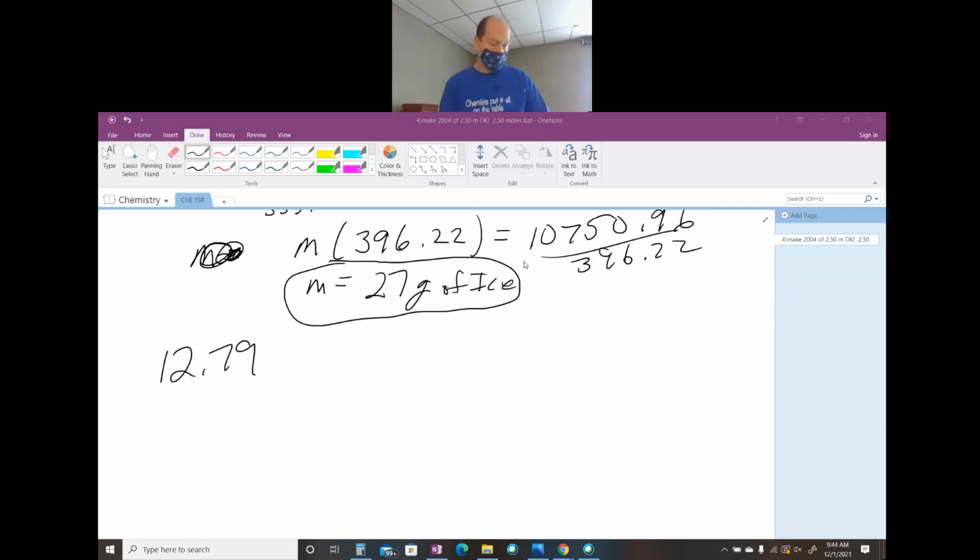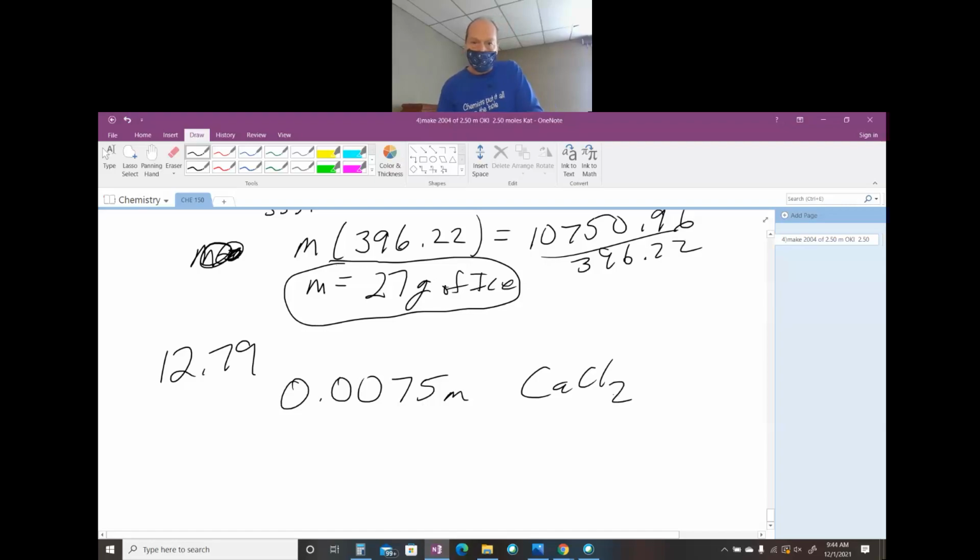All right, so 12.79, we have a 0.0075 molal, little m, calcium chloride. All right, and we want the freezing point, right? Is it freezing point? For this solution. So the key to this one, so we already did freezing point, delta T sub F is equal to i K F C sub m.